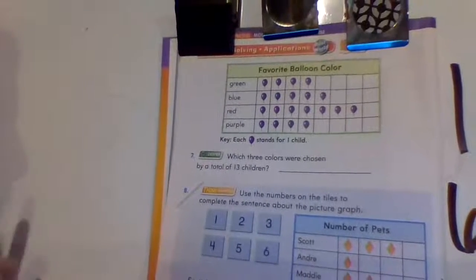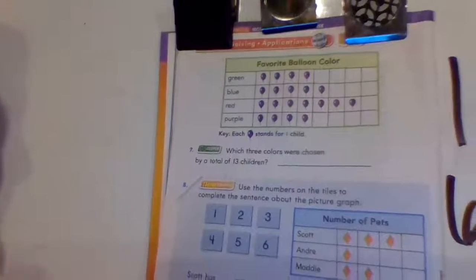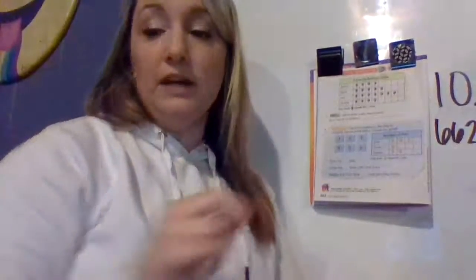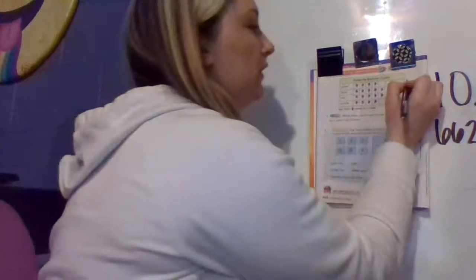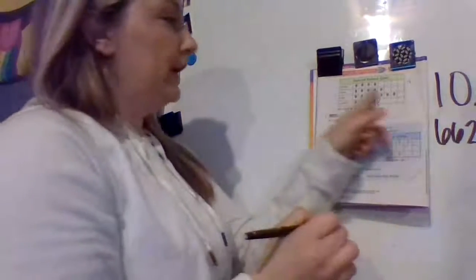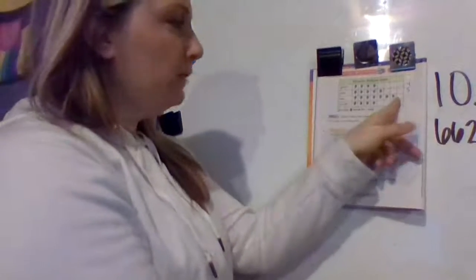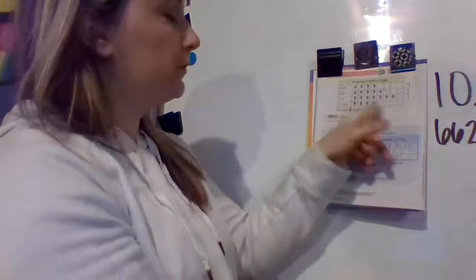So we want to pick 3 different colors that when we add them up together, it equals 13. My suggestion for you is to first count up the amount for each category. So green, we have 1, 2, 3, 4. Blue, we have 1 more than 4, so we have 5. Red, we have 2 more than the 5, so we're up to 7. And purple, we have 1, 2, 3, 4. All right, so 3 of these numbers, when we add them up together, we are going to get to 13.